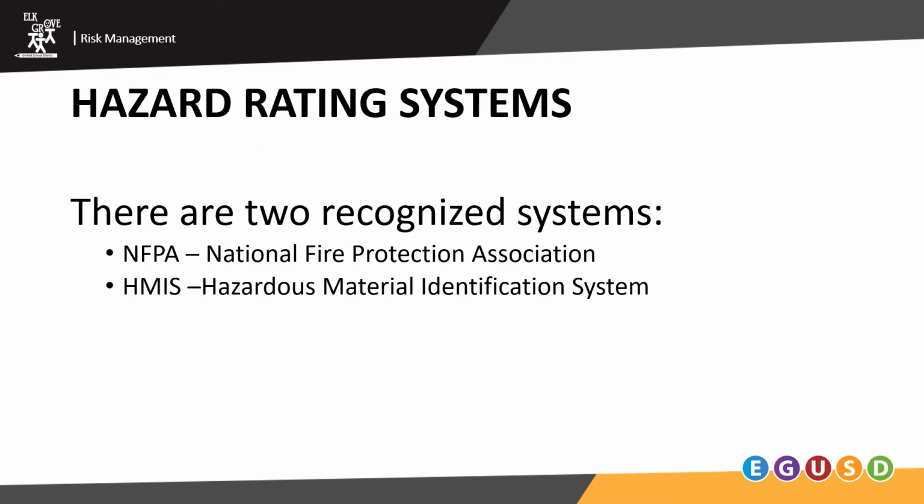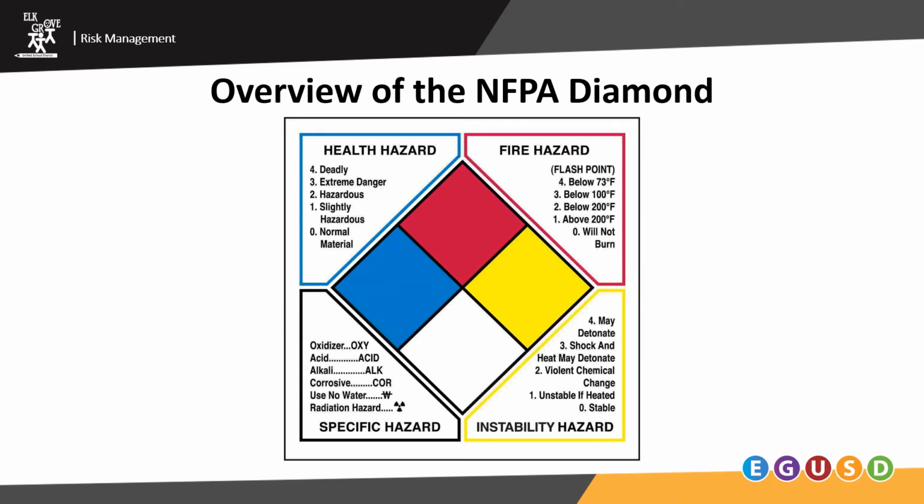Hazard rating systems. There are two recognized systems: NFPA, National Fire Protection Association, and HMIS, Hazardous Materials Identification System. Overview of the NFPA diamond. Blue diamond, health hazard. Level 0, normal material. Level 1, slightly hazardous. Level 2, hazardous. Level 3, extreme danger. Level 4, deadly.